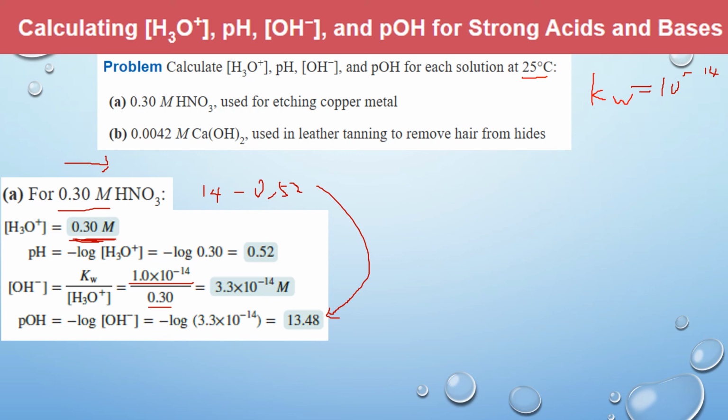If you take the negative log of this concentration, as it does here, you can get the pOH value, which is the same as subtracting the pH from 14. So this is a much easier approach. Once we know the pH, we can calculate the pOH.